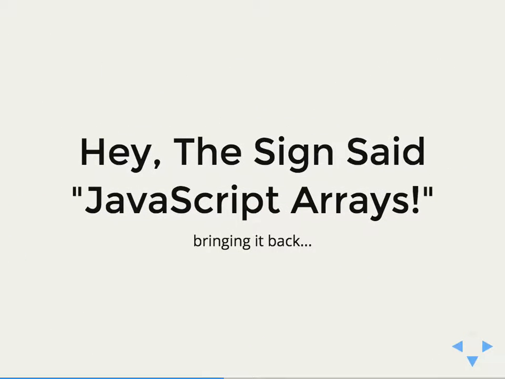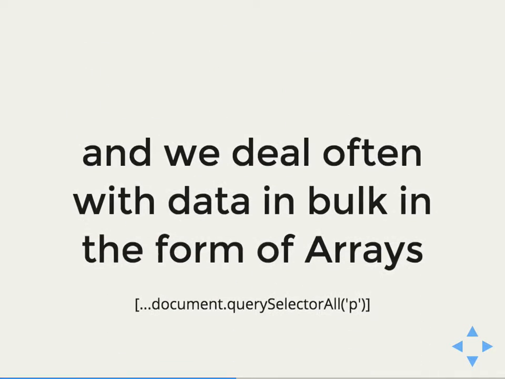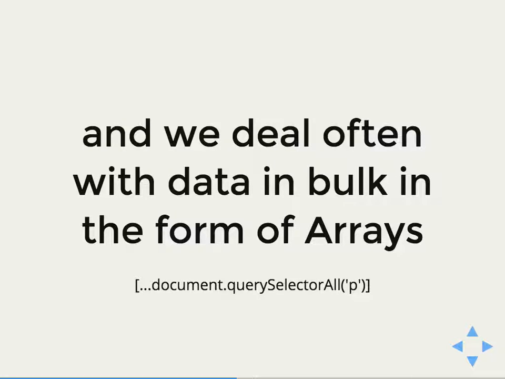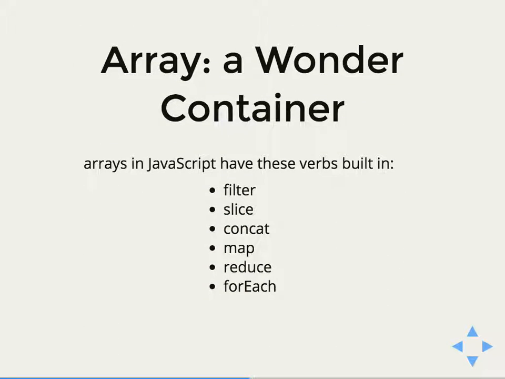So we promised to talk about arrays, so let's do that instead of all this preaching. So typically the data, when it comes into our app, we get it in the form of an array, and we deal with that data in bulk with other data also in the form of arrays. And this array data eventually makes changes to the DOM, at least in the browser world, or the equivalent to whatever world you're in. So the array is kind of like a candy store for functional programming. It has some of those verbs, specifically those right there. And we're going to talk about most of those.